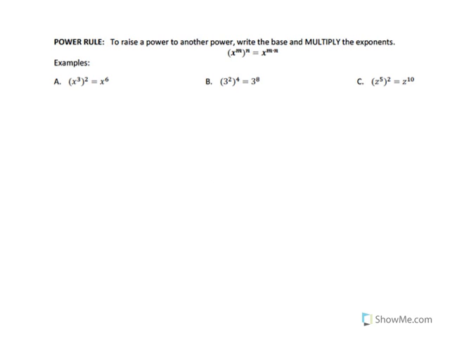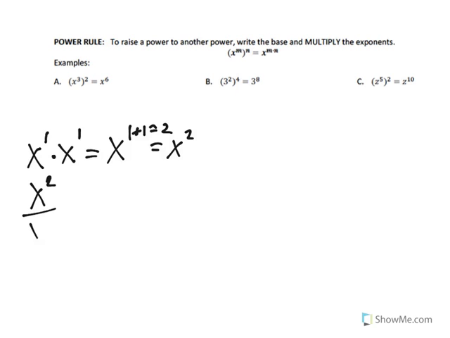Now we have the power rule. So far we have gone over when we multiply 2 numbers with the same base, we add the exponents. If we divide 2 numbers with the same base, we subtract the exponents. No matter what the base is, if the exponent is 0, the answer is always 1. And now we're here at the power rule.